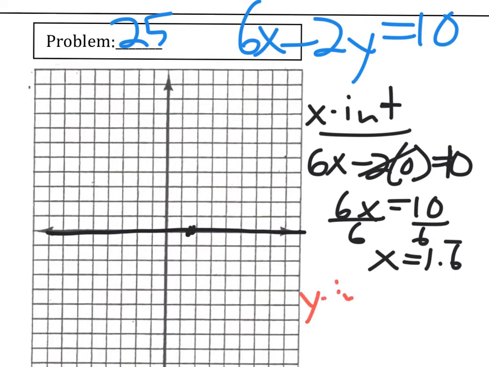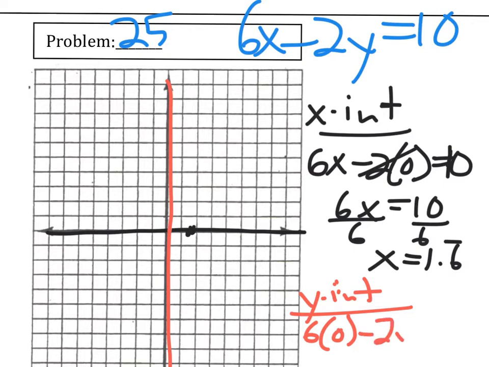Y-intercept's the same except opposite. The y-intercept is going to be where it crosses the y-axis. That's where I plug in 0 for y. I said that wrong. 0 for x. 6 times 0, it's gone. Negative 2y equals 10. Y equals negative 5. That means I have a y-intercept of 1, 2, 3, 4, negative 5. You have 2 points. You can graph your line.